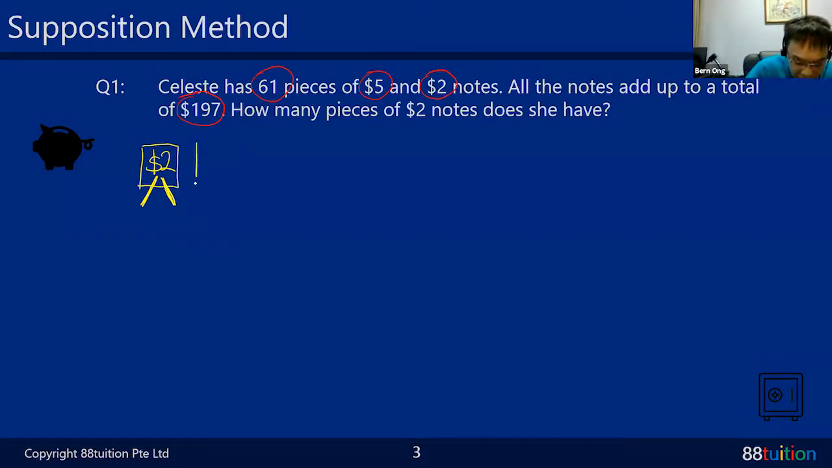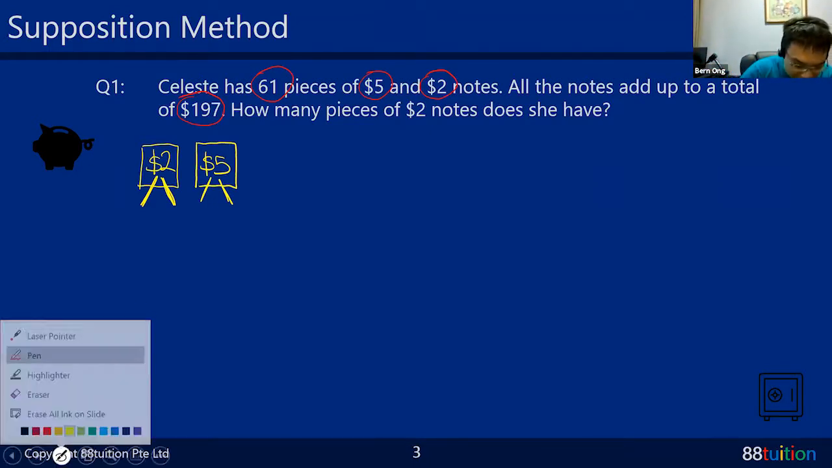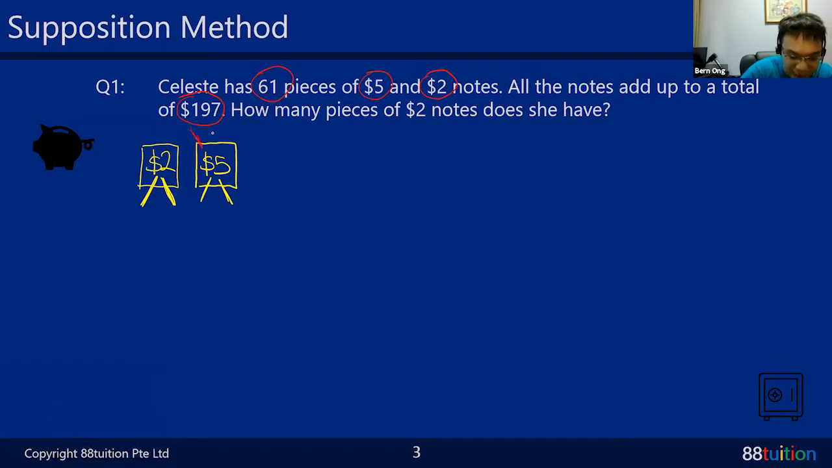If I have a piece of $5 note, what will happen? This $5 note has two legs on the ground also. And not only that, it has three other hands in the air. So I always think of this. That's how I explain to my primary 3 and primary 4. Yes, I taught them this also. I'm very kiasu, I would like to teach them everything.